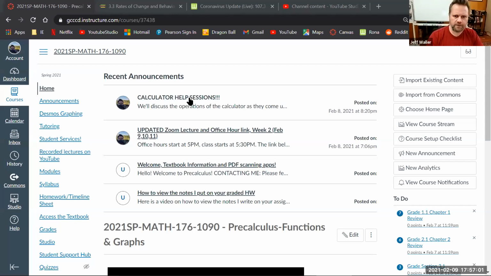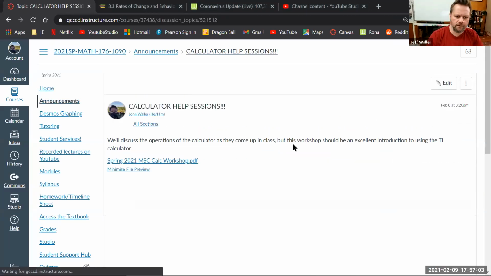Where did I put that? Was that in the announcements? Yes. So in the announcements, at the very first announcement, calculator help sessions, there's a flyer.